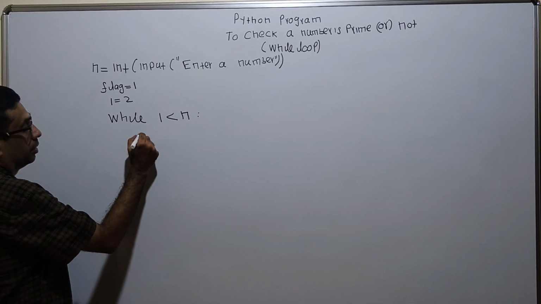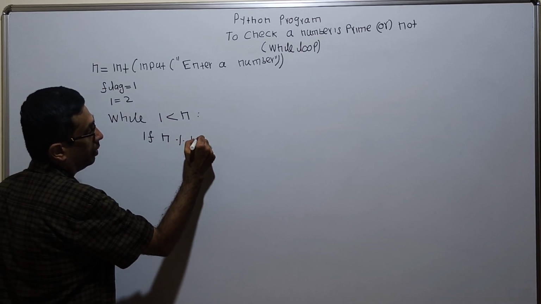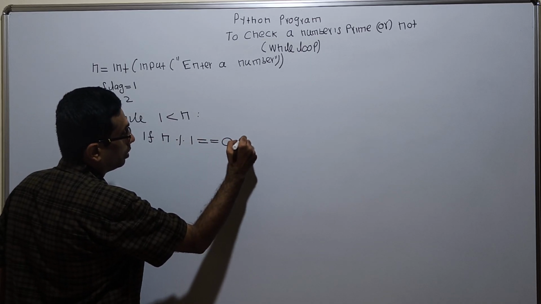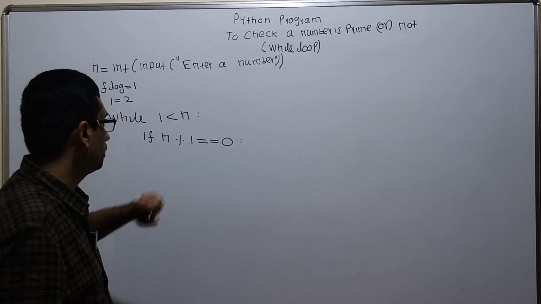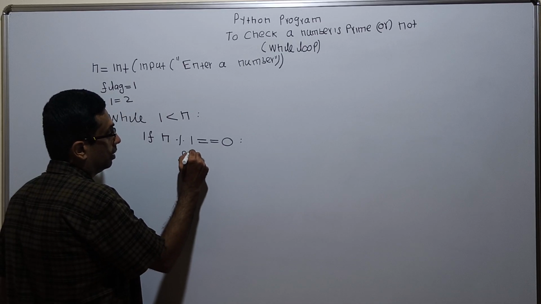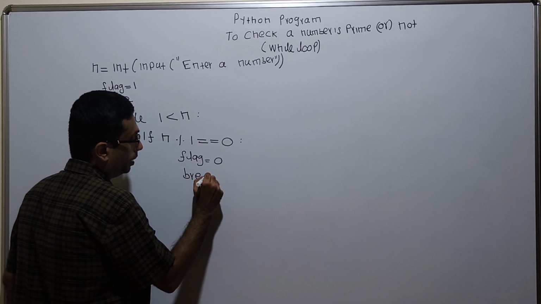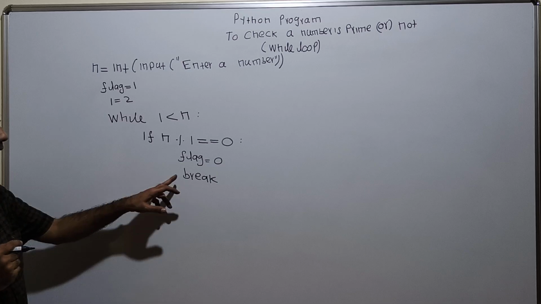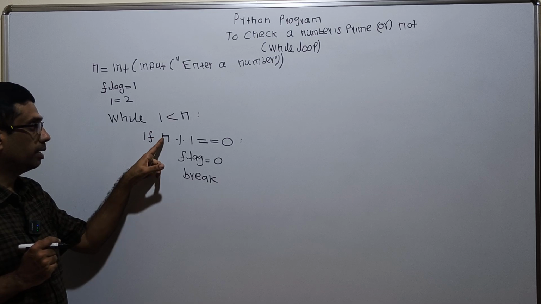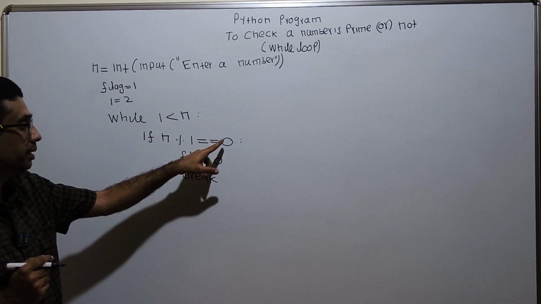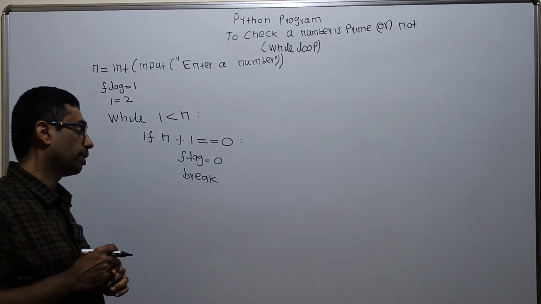Here I am checking if n modulo i double equal to 0 colon. When you divide n by i and the remainder is 0, only then the condition becomes true. In this case, I am assigning the value of the variable flag equal to 0 and I am performing the break statement. Break means the control will come out of the entire loop. When you divide n by any value from 2 to n minus 1 and the remainder is 0, I am changing flag to 0 and giving the break statement. That means the number is not a prime number.